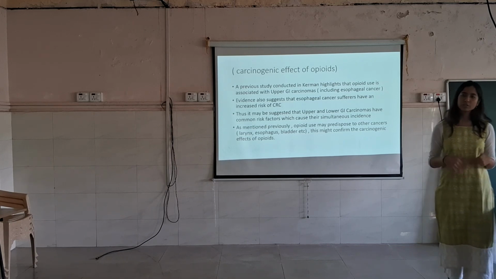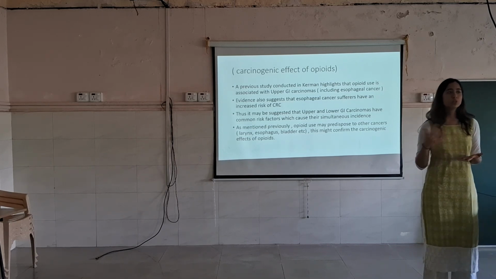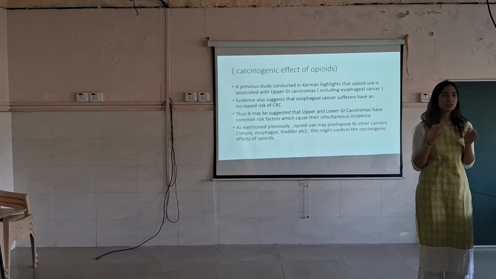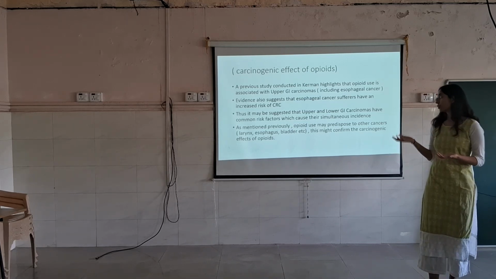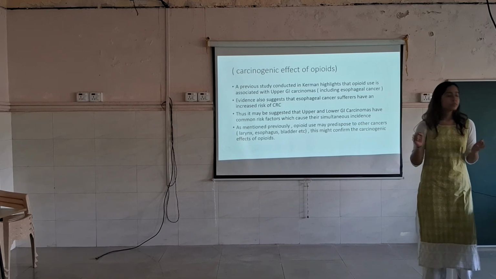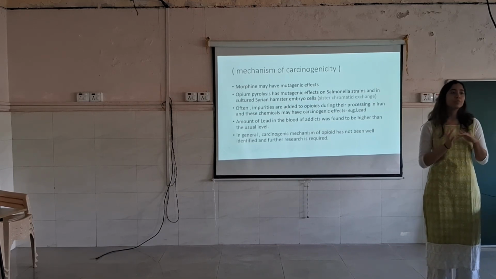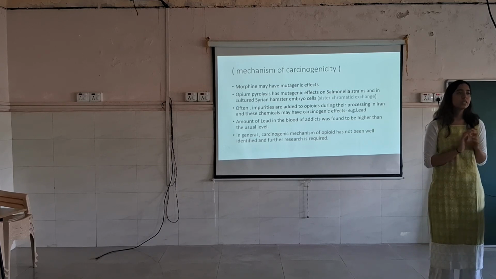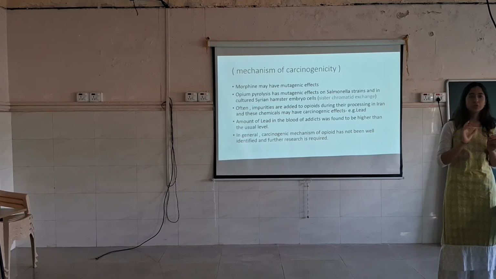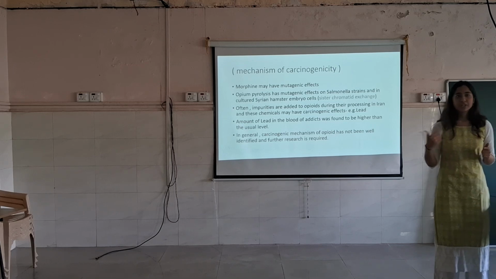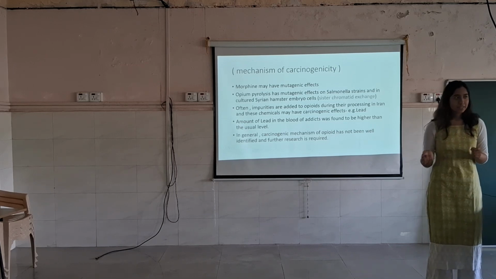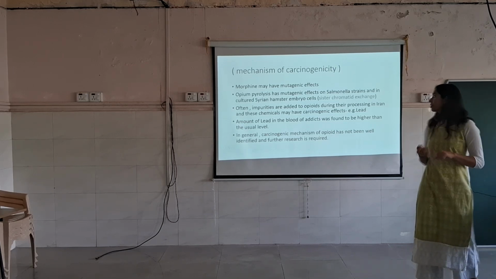Right. So now, because we're saying that opium usage is causing these cancers, there has to be certain biological plausibility to this as well. So we're going to explore that part of the topic. Yeah. So previous studies have shown that opium usage has caused mutagenic effects in certain cultured embryo cells or in Salmonella strains. So that is one part of the evidence.